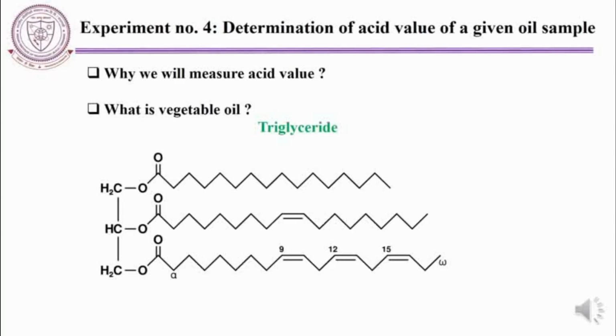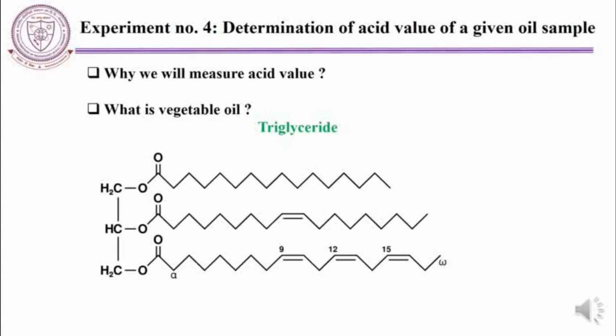Hello, welcome to the fourth experiment of CY101 lab. The name of the experiment is determination of acid value of a given sample. First we'll try to understand the importance of this experiment, that is, why we are carrying out the experiment in this CY101 course.